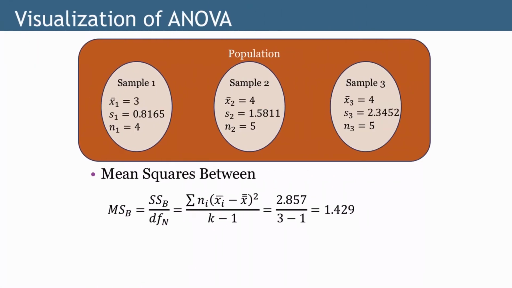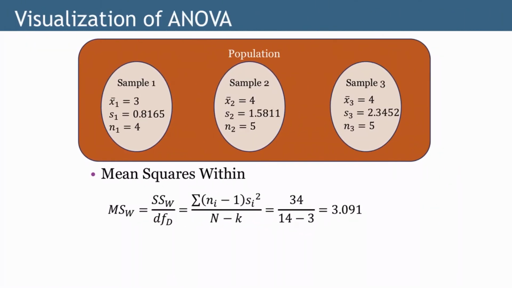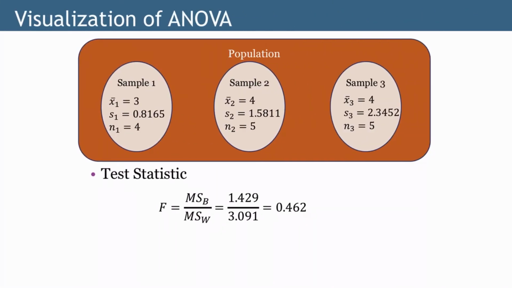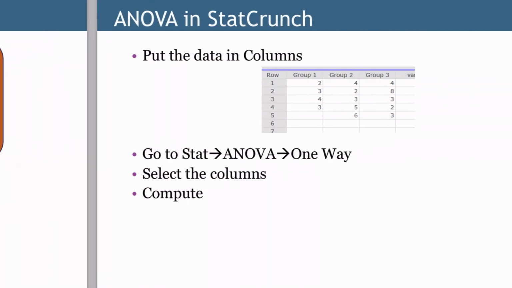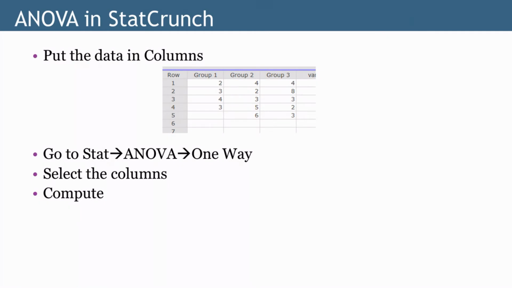And then divide, right? For the mean squares between, we divide by the degrees of freedom. For the mean squares within, divide by the degrees of freedom. And then we get the two different mean squares values, and then we divide those, and we get our test statistic.